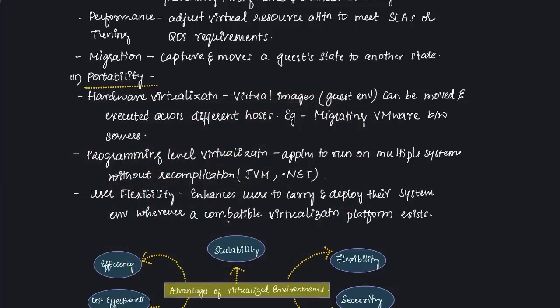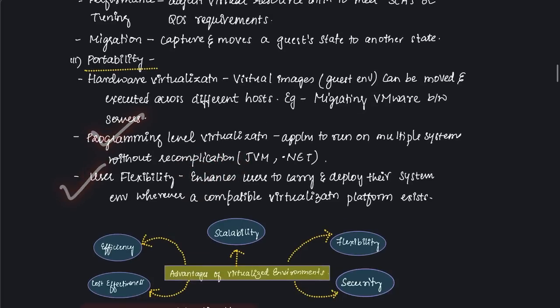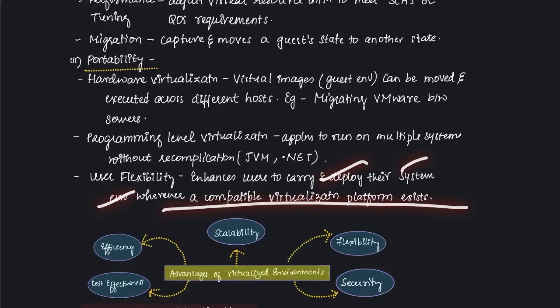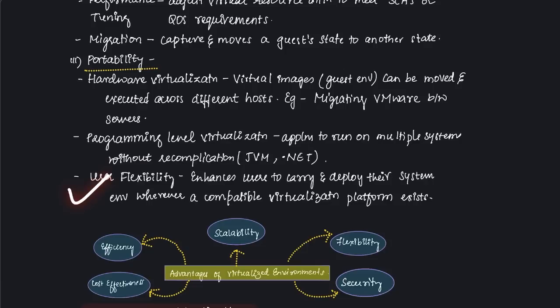Then we have programming level virtualization, where platforms like JVM or .NET allow applications to run on multiple systems without any recompilation process necessary. Then we have user flexibility. That is, it will enable users to carry and deploy their system environment wherever they find a compatible virtualization platform. So this was about the user flexibility.